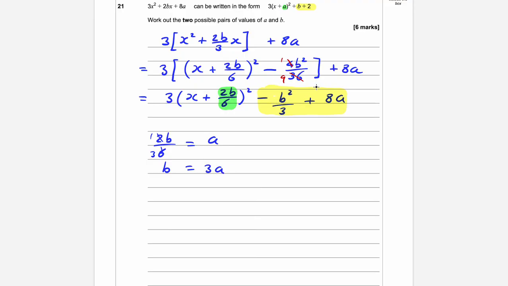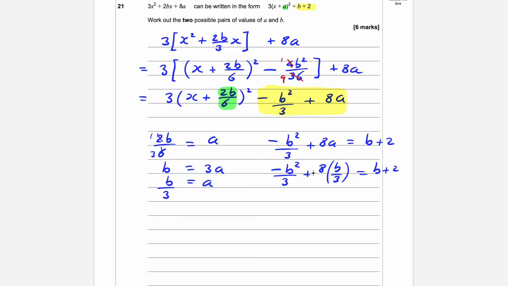And then over here, let's equate the yellow one. Minus b squared over 3 plus 8a must equal b plus 2. Now we know, guys, that b is equal to 3a, or let's just leave a as b over 3 because I think this is the easier one to sub in. So now I have minus b squared over 3 plus 8 times b over 3, that's me just subbing this in here for a, equals b plus 2.